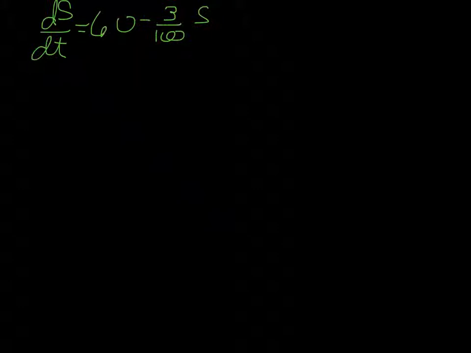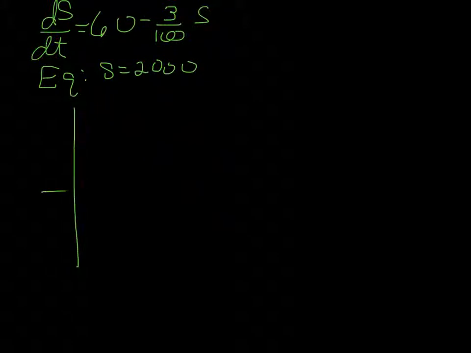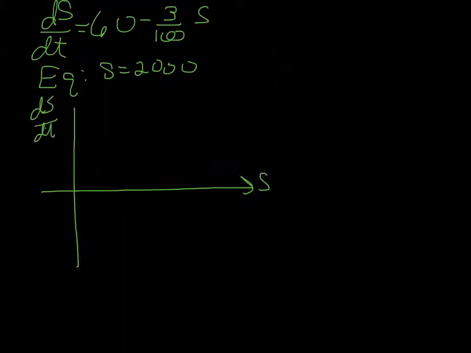Now we're going to take this differential equation and actually figure out what the dynamics look like. So the differential equation again is dS/dt equals 60 minus 3 over 100 S. The equilibrium is S equals 2,000 that we found before. So if we plot S versus dS/dt, so this is S versus the rate, we should be able to figure out what this thing's going to look like. And I'm going to throw 2,000 out here. And let's just see what happens on the left and right side of 2,000.